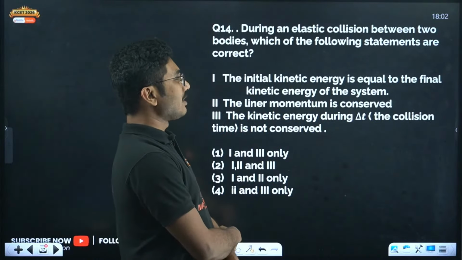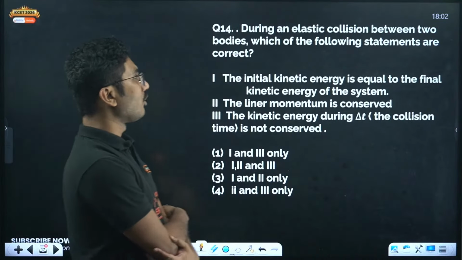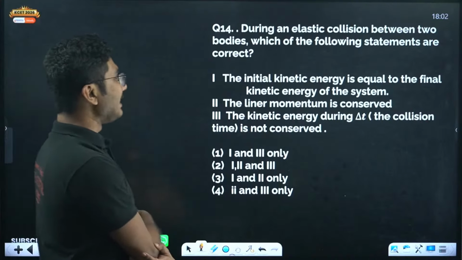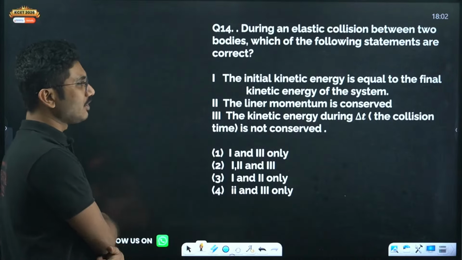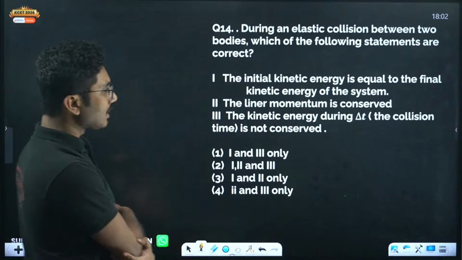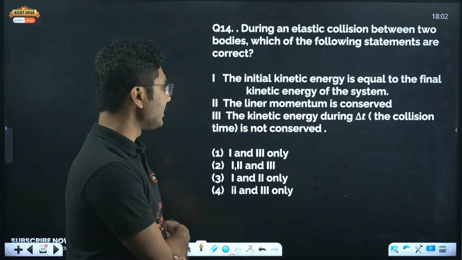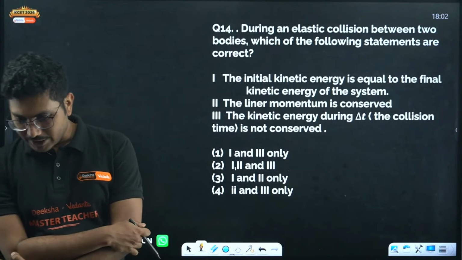During an elastic collision between two bodies, which of the following statements are correct? Number 1, initial kinetic energy is equal to the final kinetic energy of the system. Number 2, the linear momentum is conserved. Number 3, the kinetic energy during the collision time is not conserved. Who can answer this? Vijay, no, not 4.